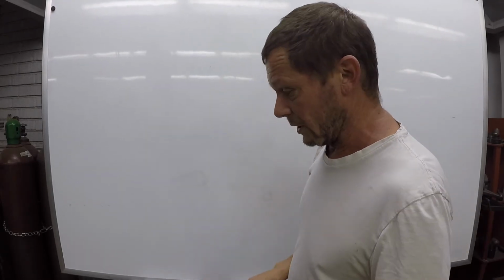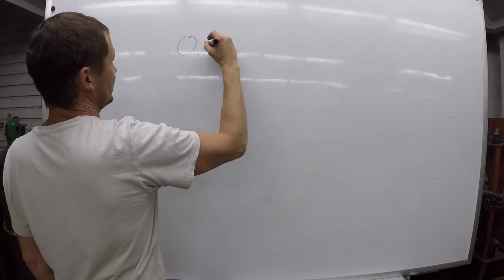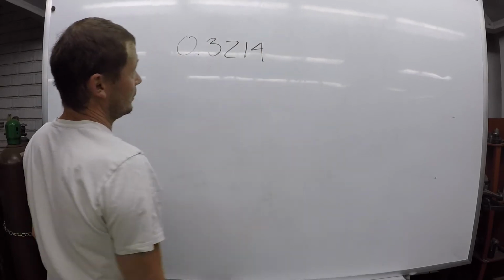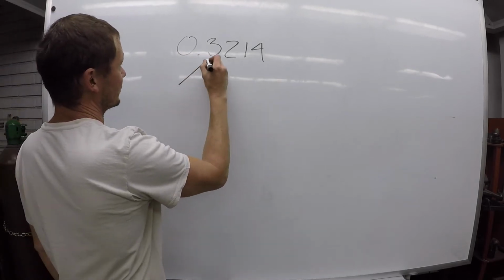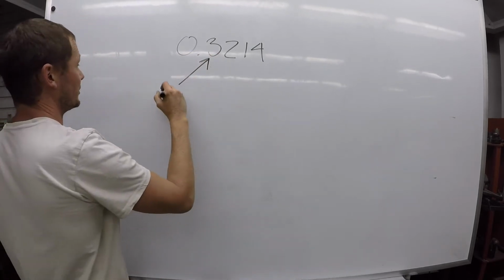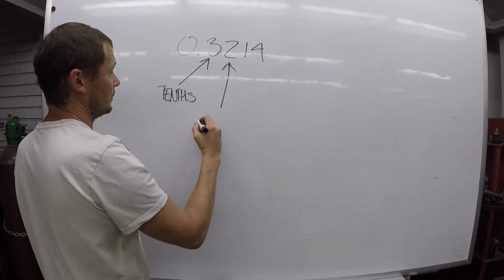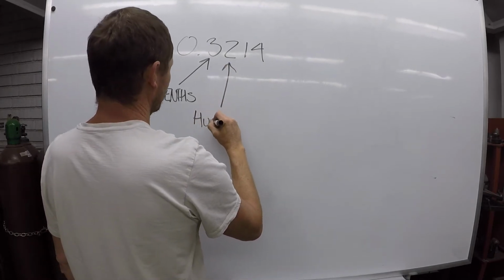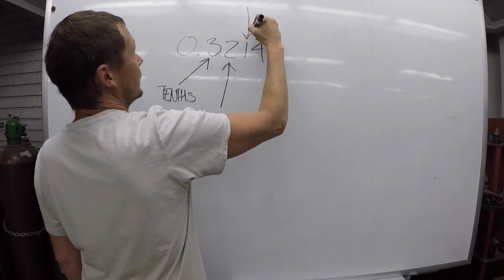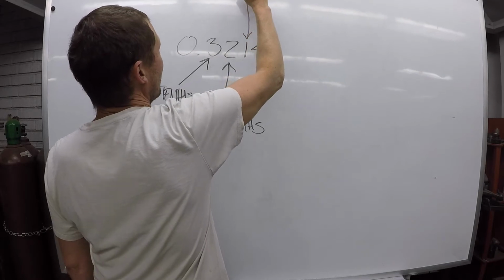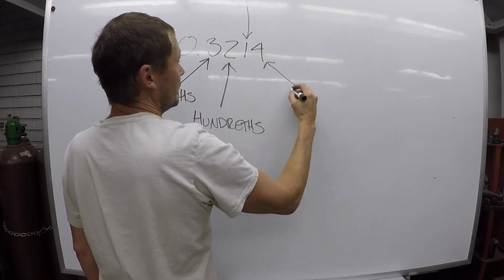Now I want to talk about something else here. We're going to talk about decimal places. Let's identify the places on this number. What's this place? This is tenths. This is hundredths. The 1 here, this is thousandths, and the 4 is 10,000ths.